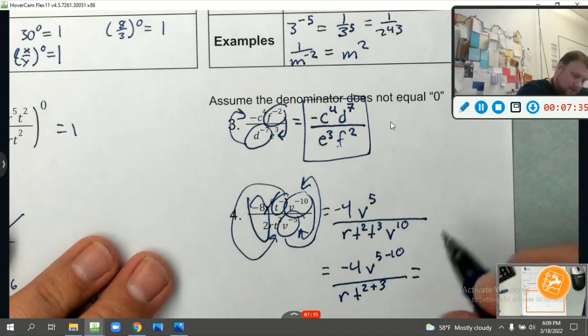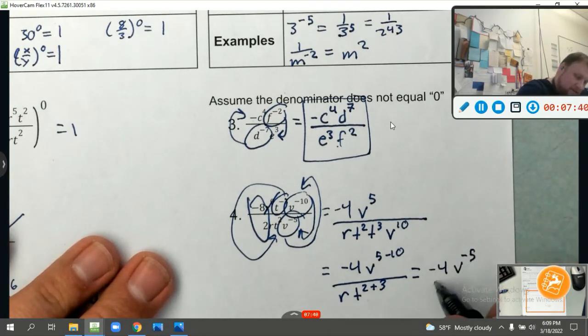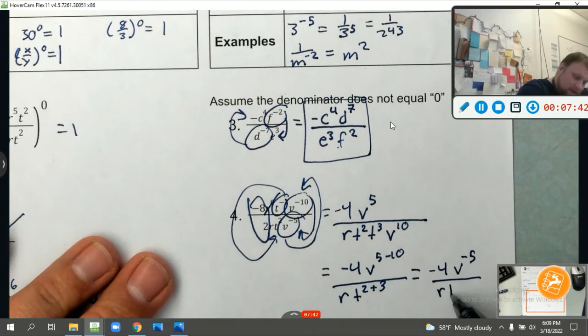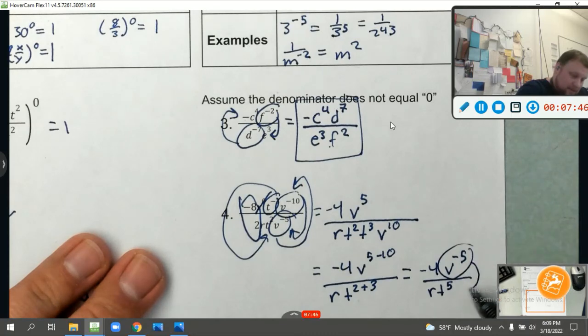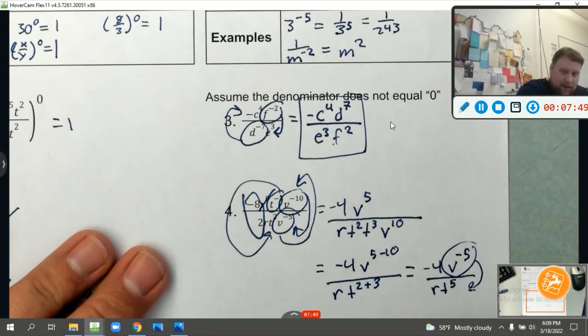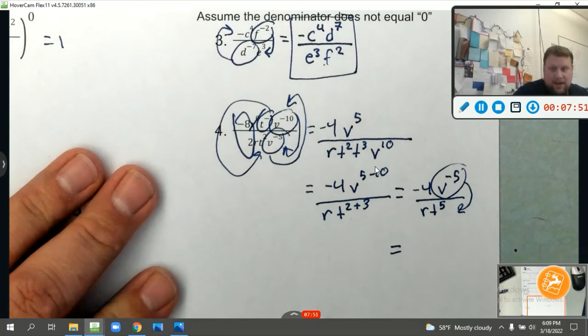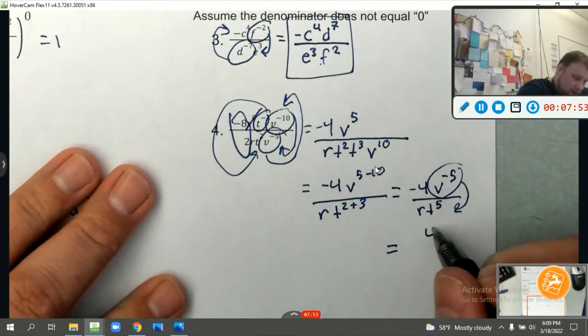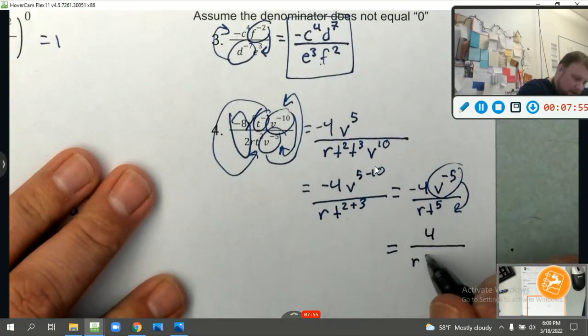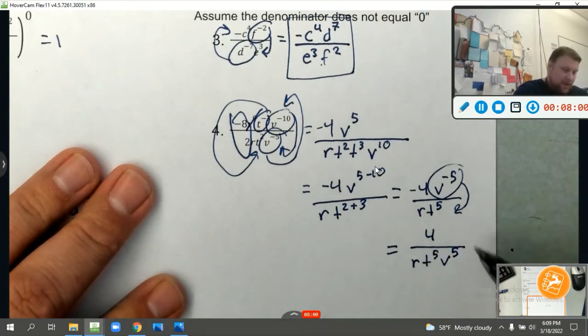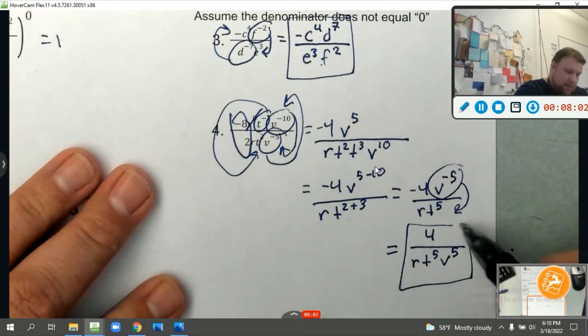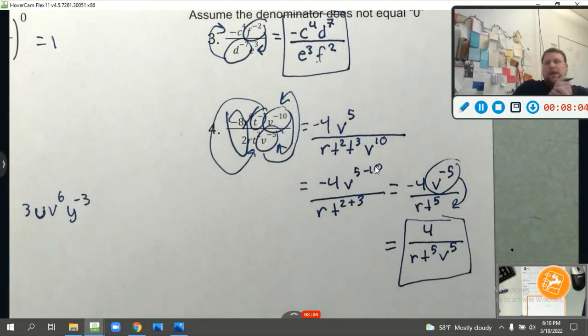This equals negative 4, v to the negative 5, ooh, still one more movement, over r t to the 5th. Last thing, I need to move this downstairs, so we're going to have our final answer as 4, all by itself, all over r t to the 5th, v to the 5th. Boom. That's a good problem. A lot of movement there. Gives us lots of practice. So it can be very confusing, but we're going to work through it.